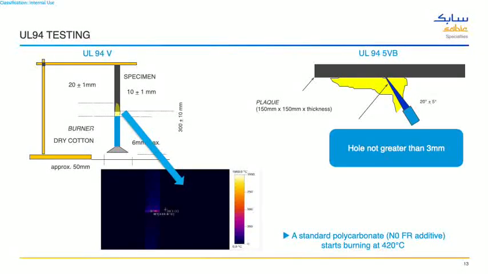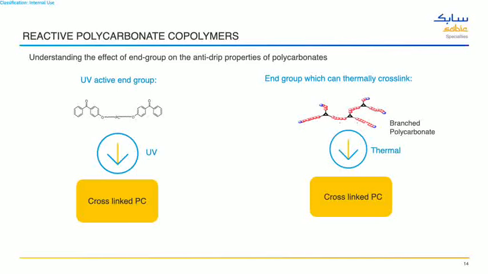When you have certain additives or certain materials with FR grades, that could self-extinguish and also act as an anti-dripping agent. So to connect with that concept here, I want to focus on two unique polycarbonate copolymers where you like to connect the effect of the N group on the anti-dripping properties of polycarbonates. For example, you have a UV active N group.